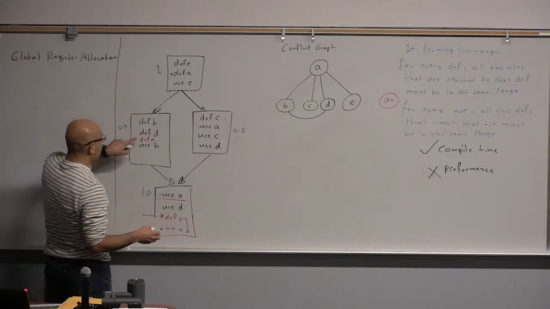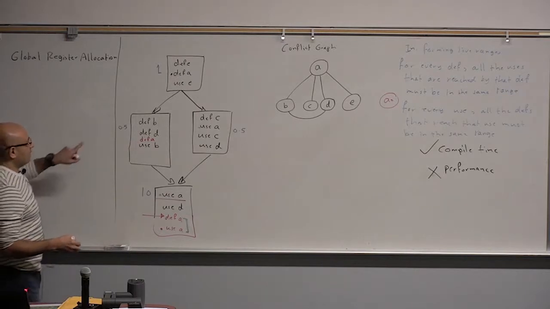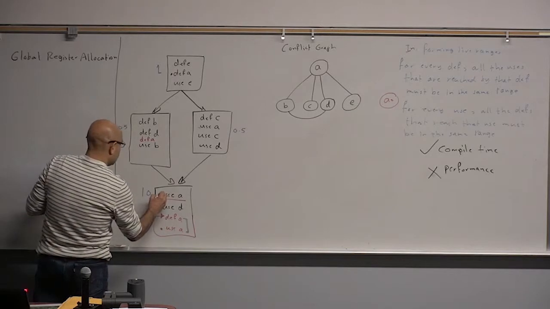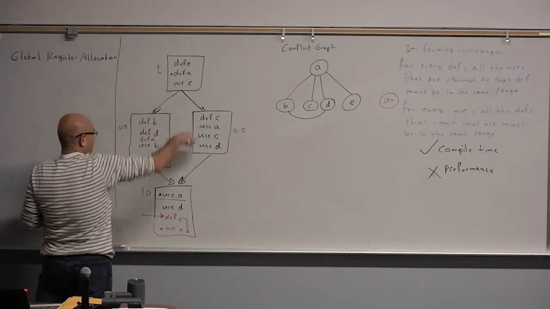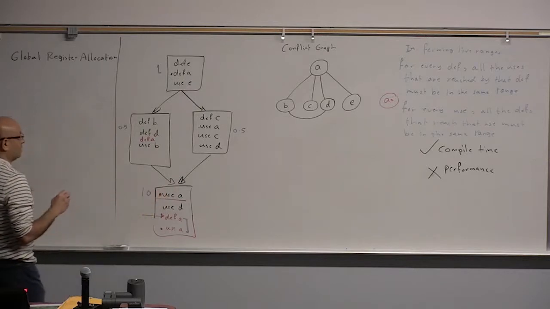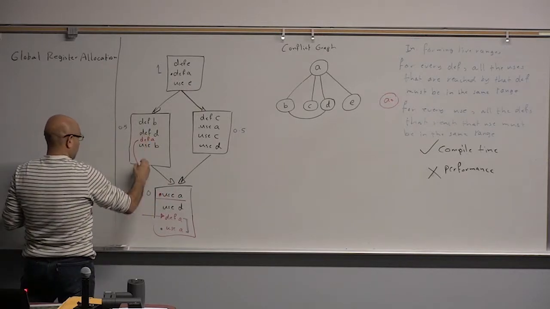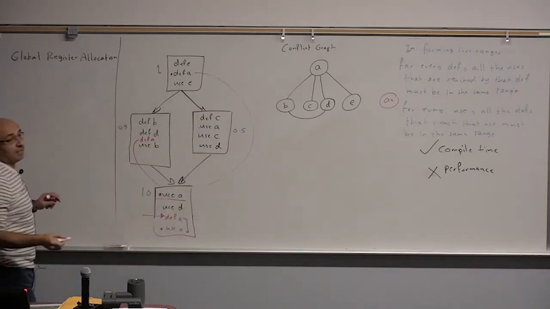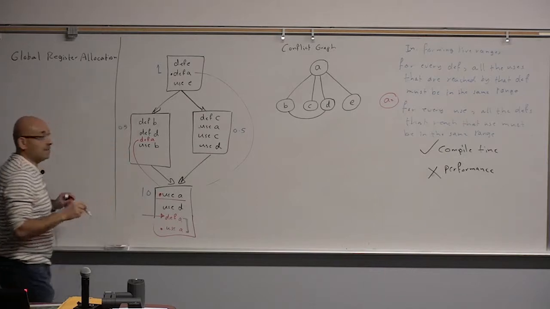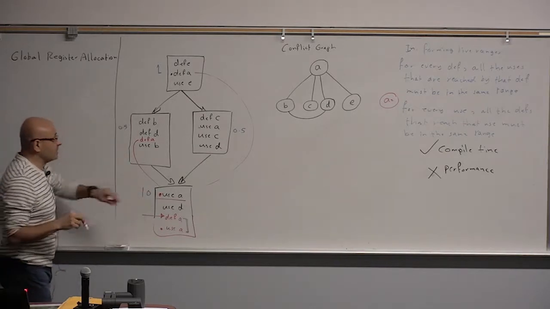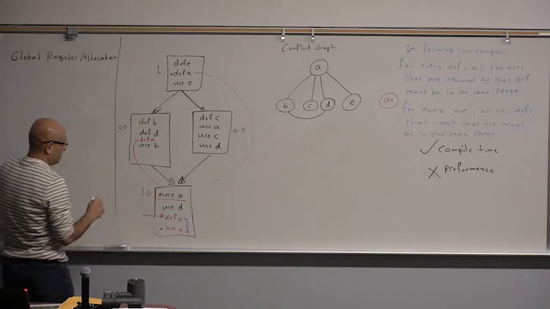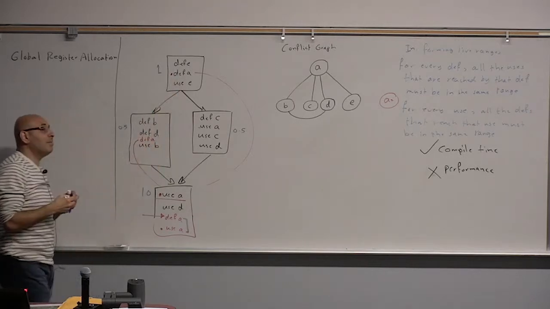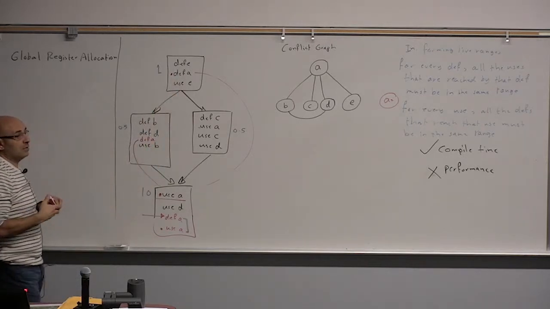So if I have this definition of A, and A is not defined here, now this use, in fact, both of these definitions may reach this use. So this definition can reach this use of A, and this definition of A can reach this use of A. So there are two reaching definitions, and both definitions should be in the same live range. So every definition that reaches this use should be in the same live range. So there may be multiple definitions that reach a use.